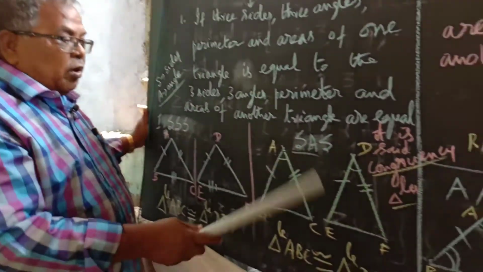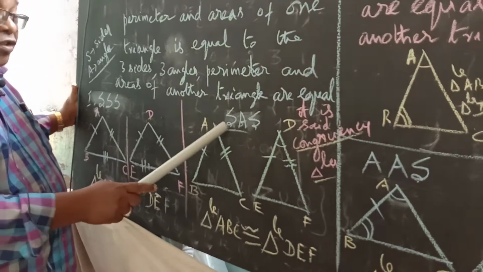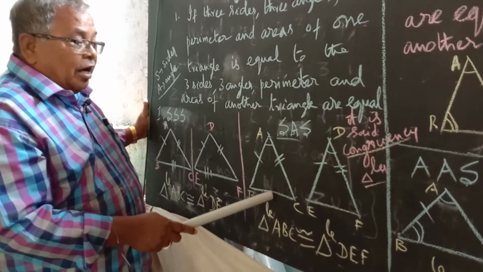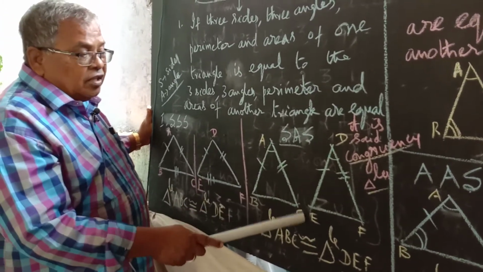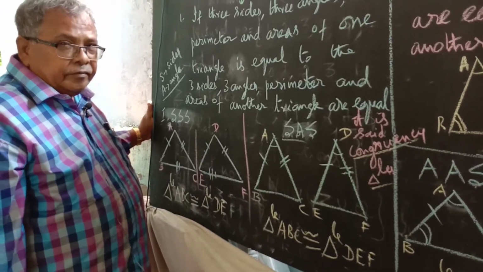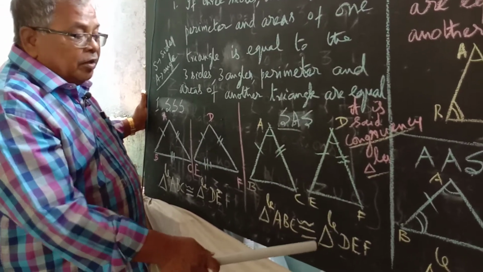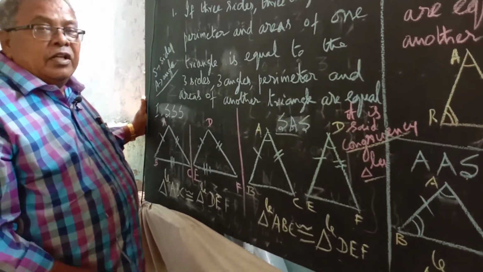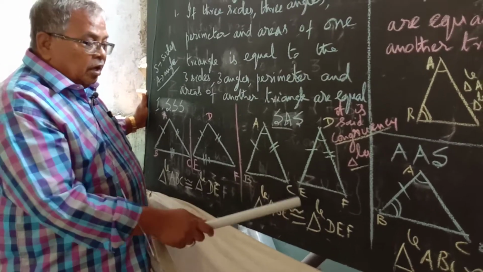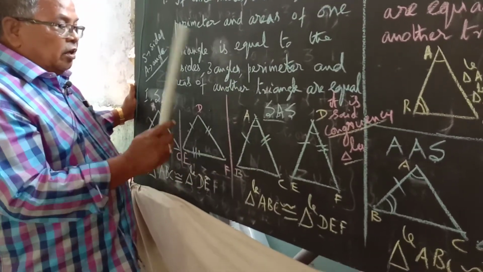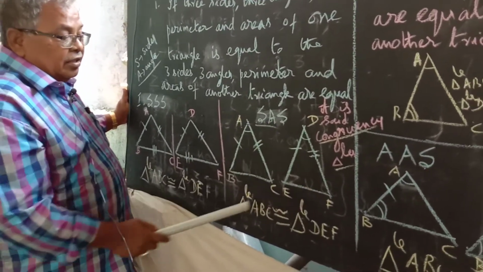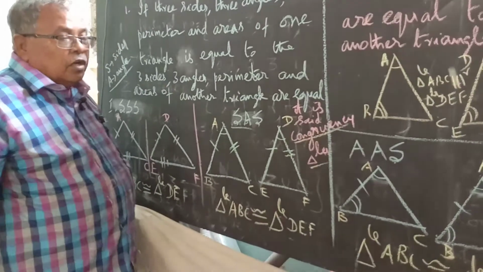That is the minimum guarantee we are giving for congruent triangles. Similarly, SAS: if two sides and the included angle, the angle in the middle, of one triangle are equal to two sides and one angle of another triangle, then those two triangles are said to be congruent. This is also a minimum guarantee.